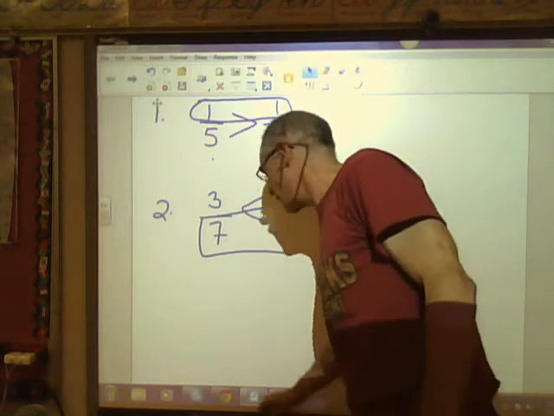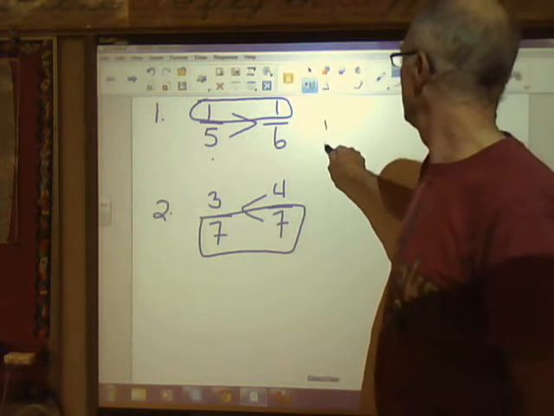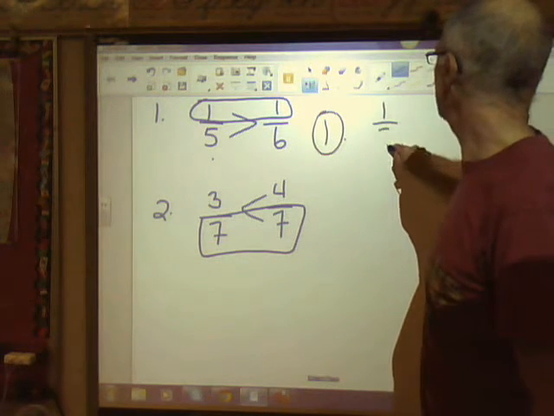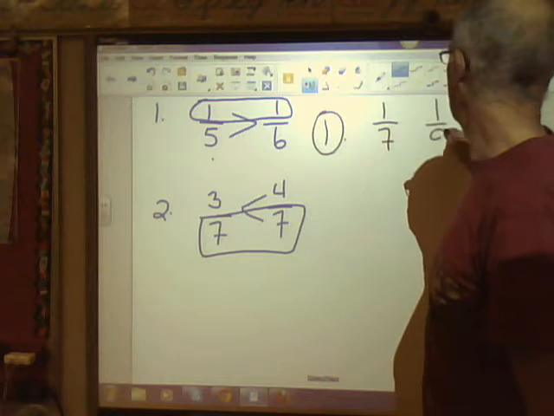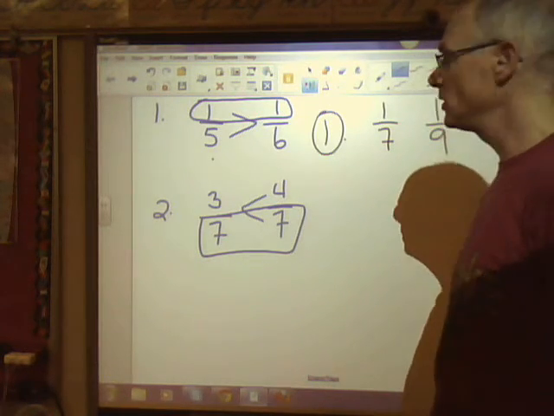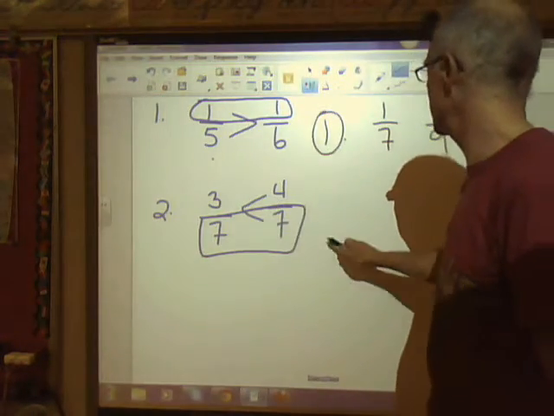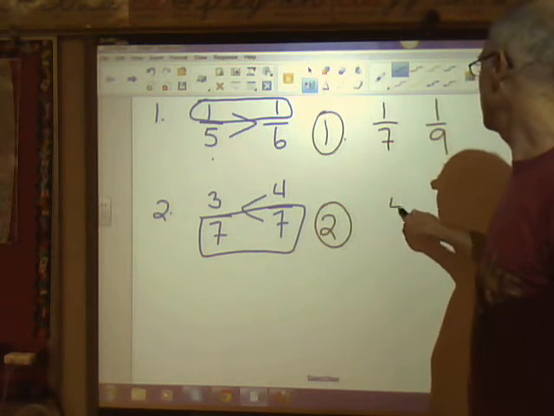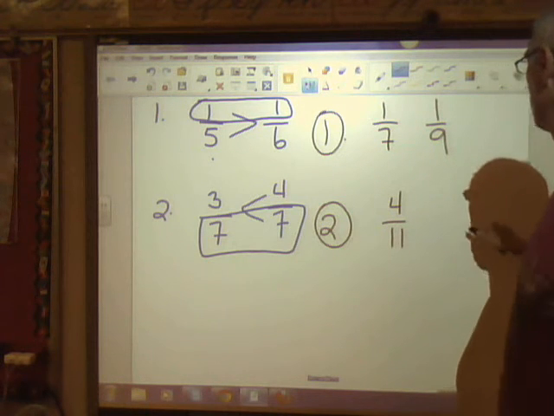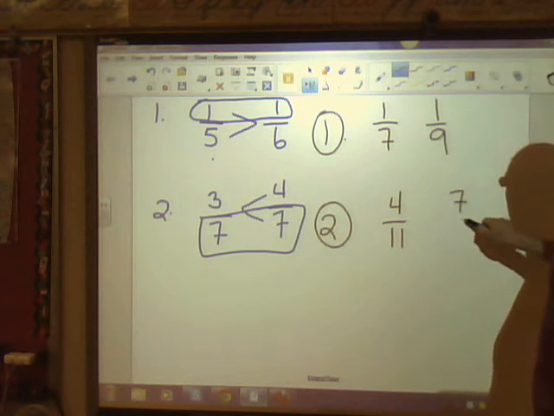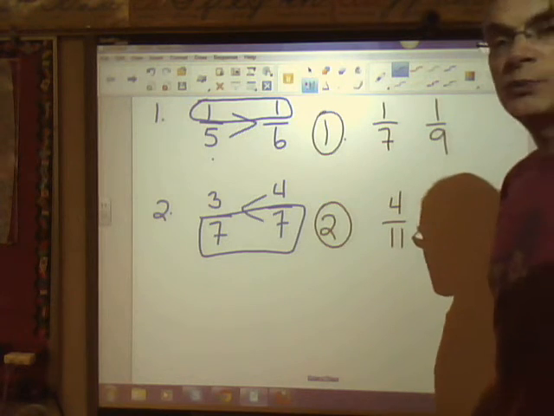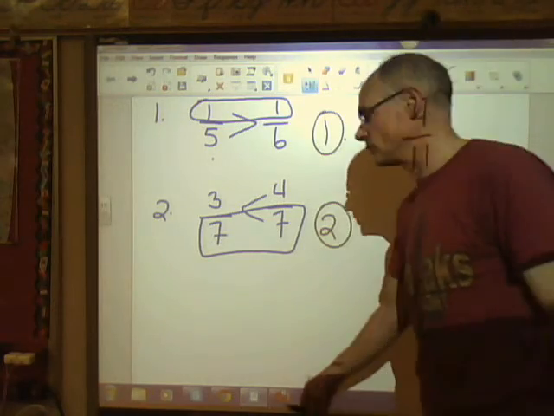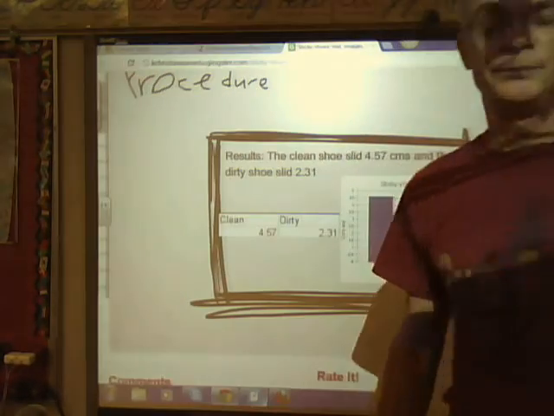Your question for tonight is put in order. Question number 1. Put in order 1/7 and 1/9. Smallest to largest, or use your greater than or equal to signs. Question number 2. Put in order 4/11 and 4/7. You can put them in order, smallest to largest, or again, use your greater than or equal to signs if you're comfortable. That's it.